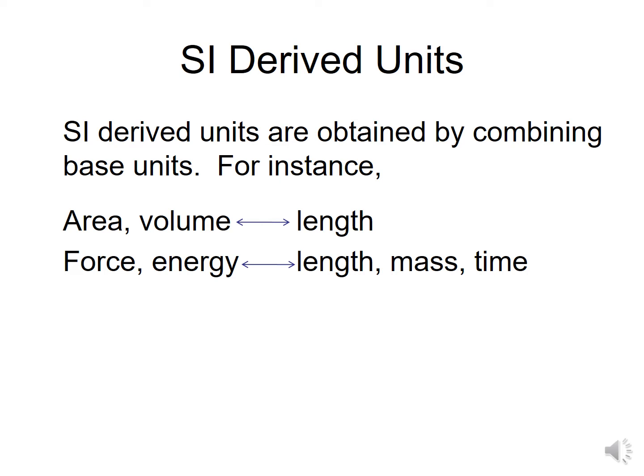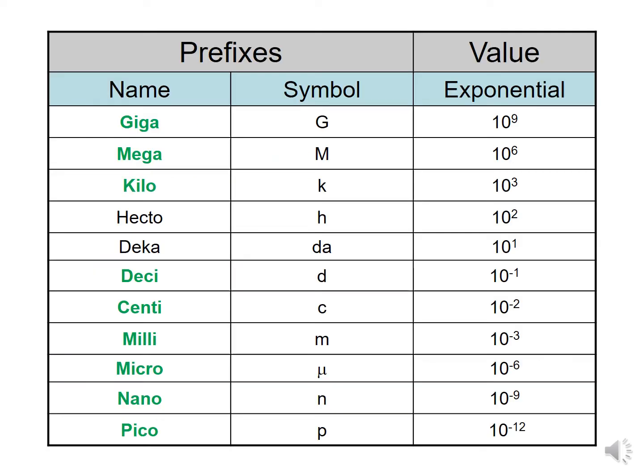However, sometimes it's simpler to speak or to write a quantity without this scientific notation. And in order to do that, SI prefixes have been introduced. You can see a series of prefixes. They are certainly not exhaustive. You can go much higher than 10 to the 9th and much lower than 10 to the minus 12.